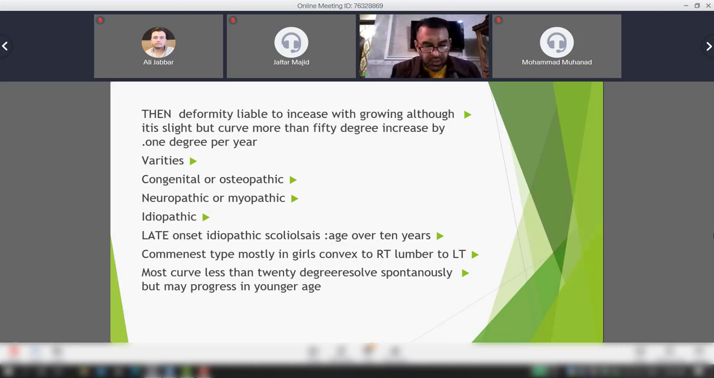Myopathic، مثلا myopathy, any type of myopathy، نفس الفكرة مال النيوروباثي. يعني يكون one side very weak, other side is strong, and this strong side pulls the vertebral column to its side. So all these types, it's treated according to its cause.